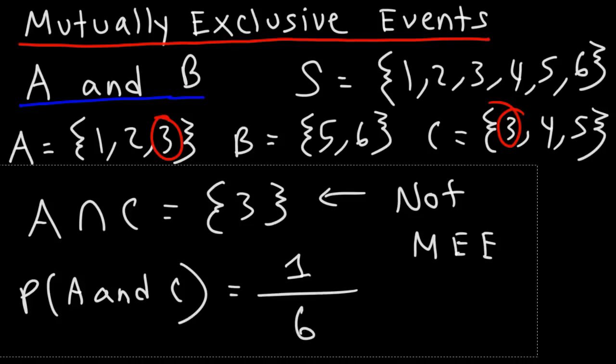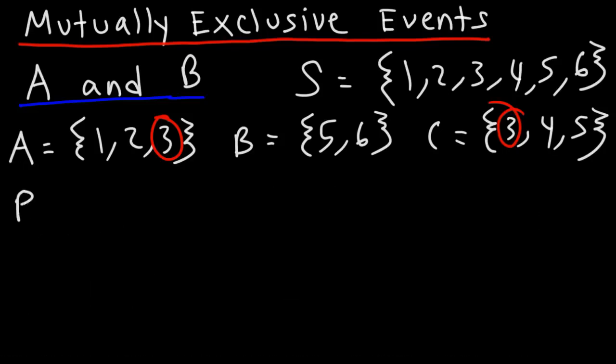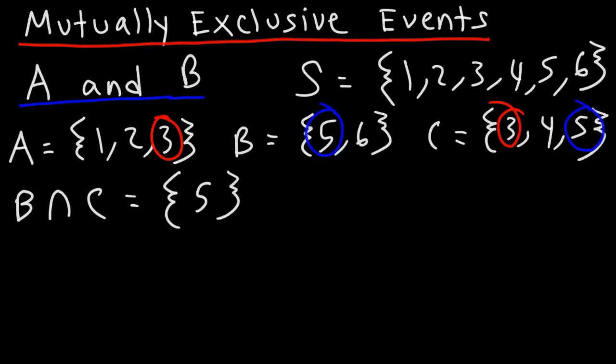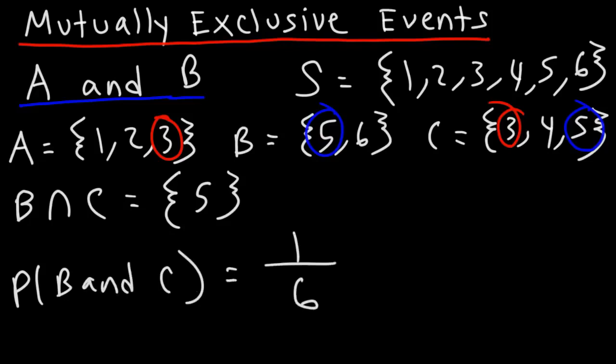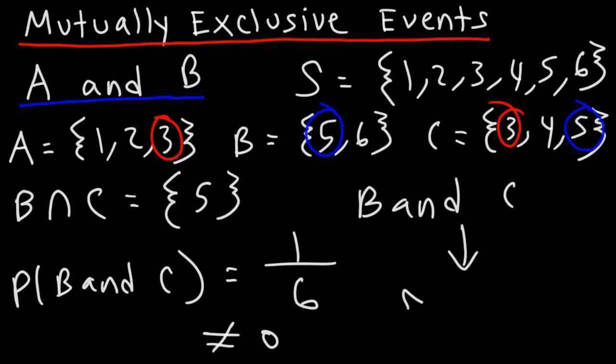Now, what about events B and C? Are they mutually exclusive? B and C share the outcome 5. So that's the intersection of these two events. So the probability of getting B and C is going to be the same. It's 1 over 6. So because it does not equal 0, we could say that B and C are not mutually exclusive events.